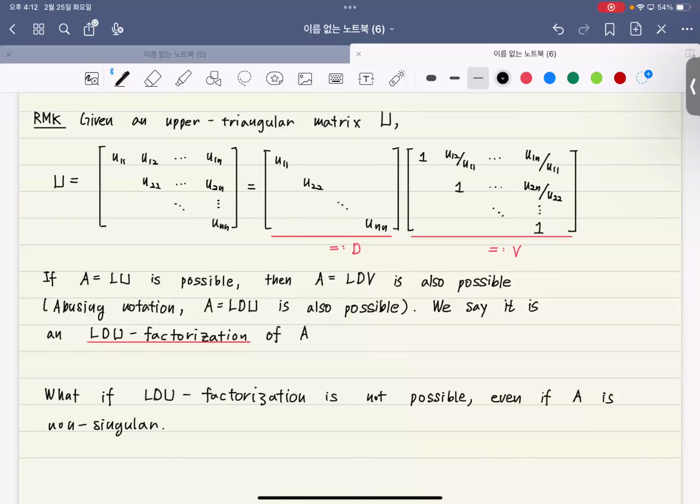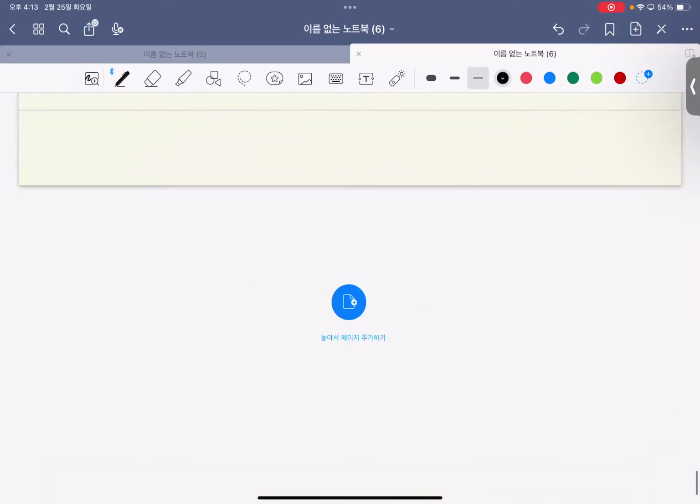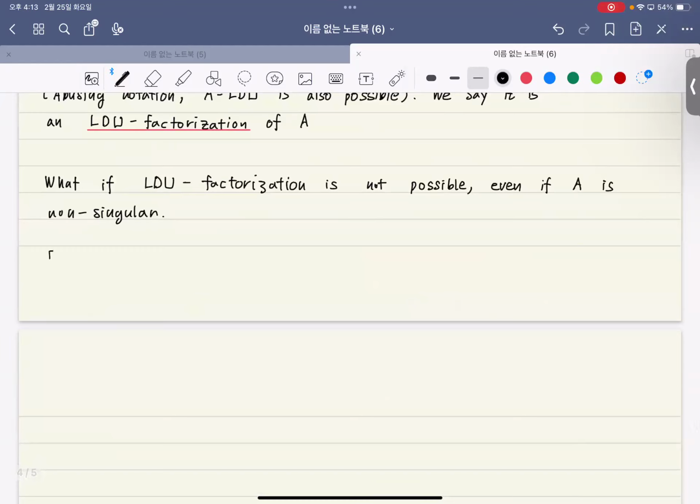And there's another case. Even if your A is a non-singular matrix, sometimes you will encounter some 0 entries on the diagonals during the procedure of forward elimination. In that case, how can you perform the LDU factorization? In a case like this, A is 0, 2, 3, 4. This is clearly a non-singular matrix.